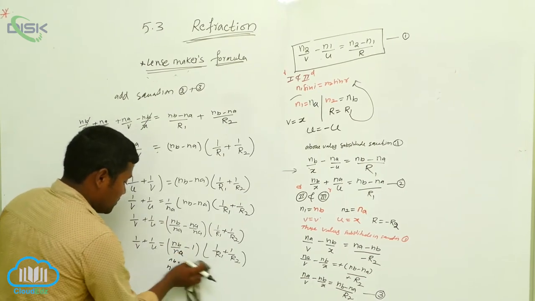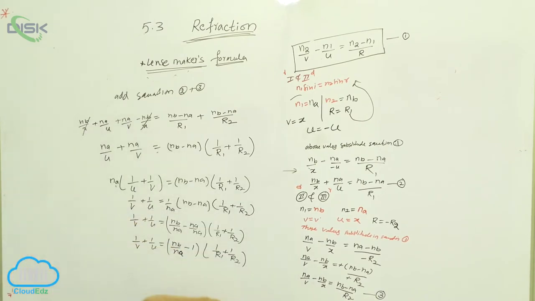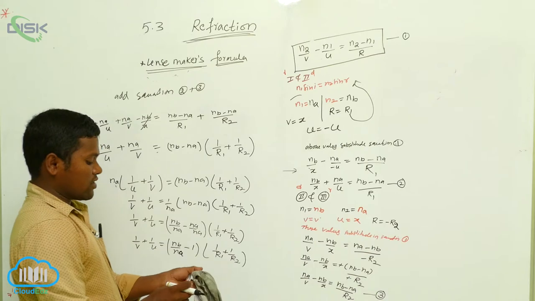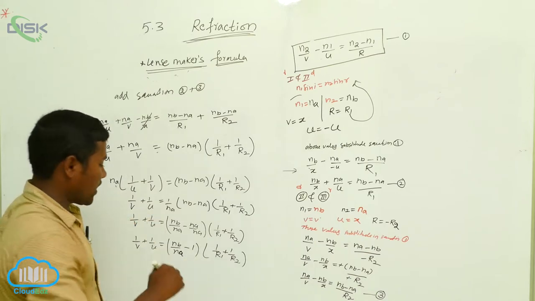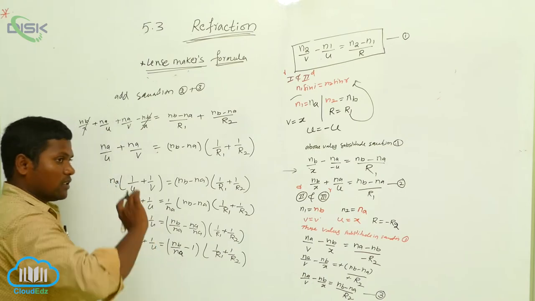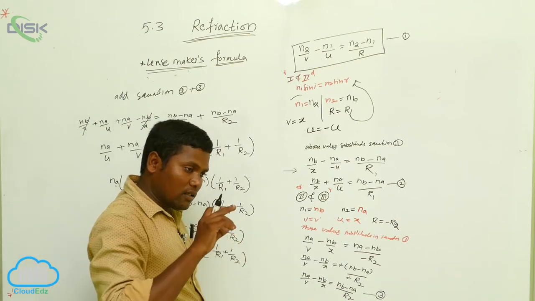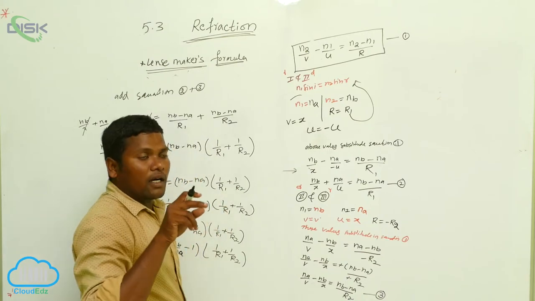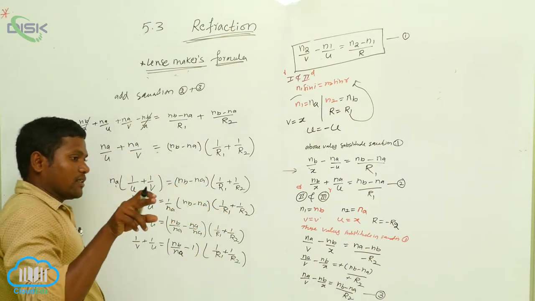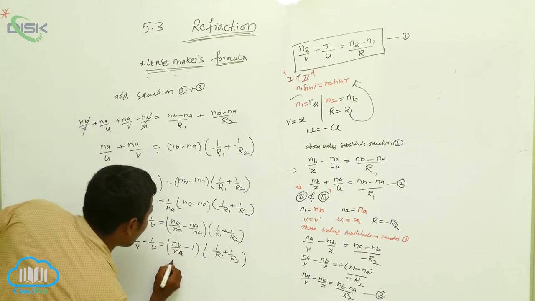So, see, NB by NA, already I said, is equal to some constant. What is that constant? Refractive index constant. That refractive index constant already said. See, the ratio of sine of incident by sine of reflection, that is equal to constant. Then what can you write simply?